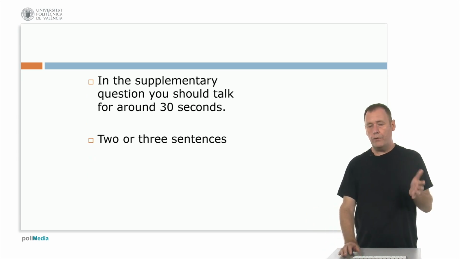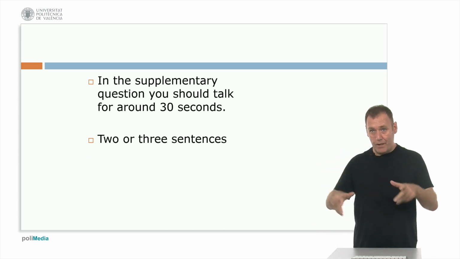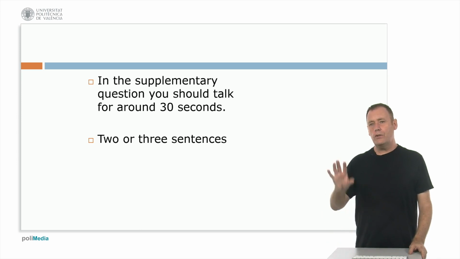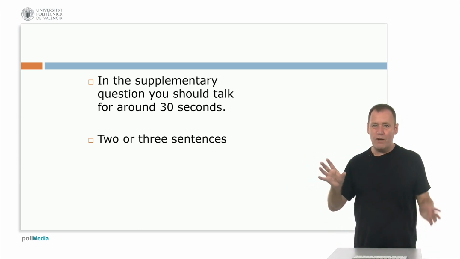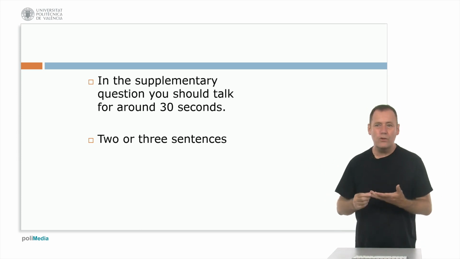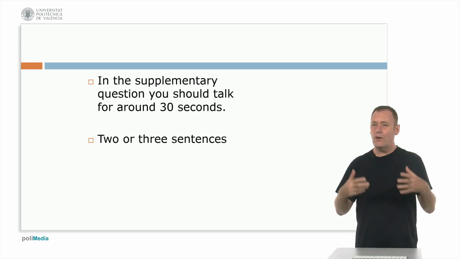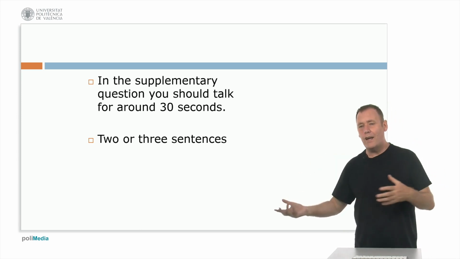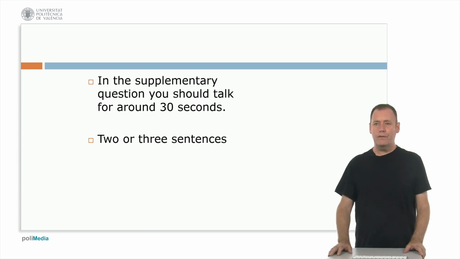In the supplementary question, the question that's asked about the photographs to the other candidate, the shorter question, you should talk around 30 seconds. This isn't timed so much, okay, but it's around that. So what's 30 seconds? 2, 3 sentences, okay? You should say something along those lines, okay? Say 2 or 3 sentences, so an answer and an example should be enough.